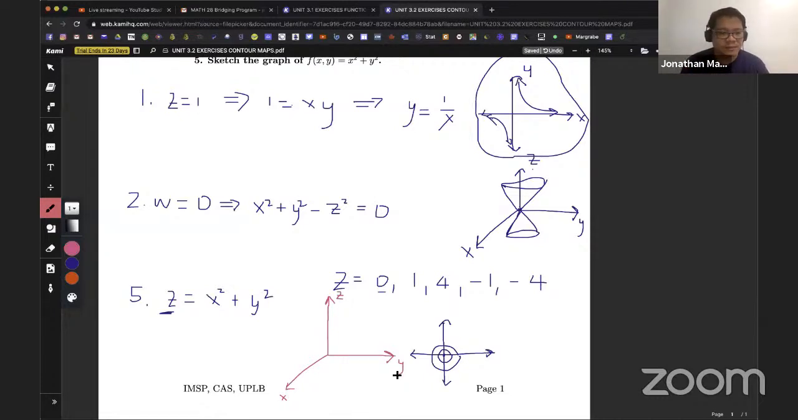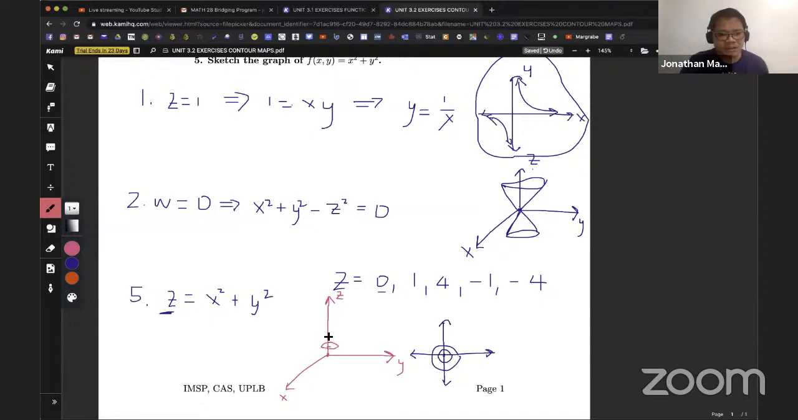Okay? Kapag ang z natin ay 0, sabihin nandito sa origin, the graph of the curve is just a point. Pero kapag ang z natin ay equal to 1, dito, 1 unit above, the graph is a circle. The circle is parallel to the xy plane.